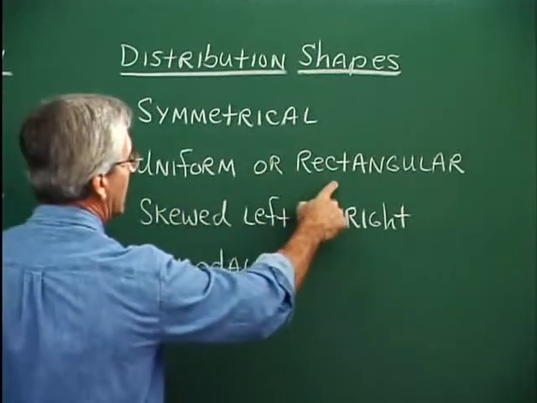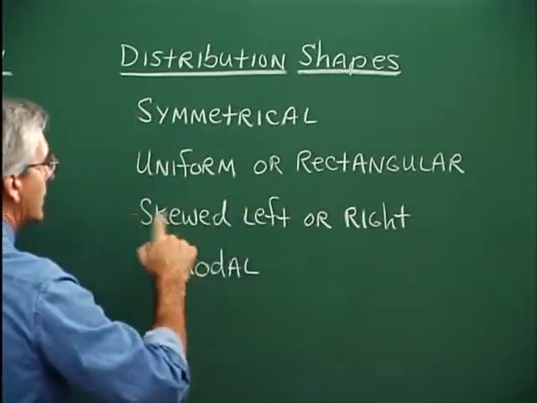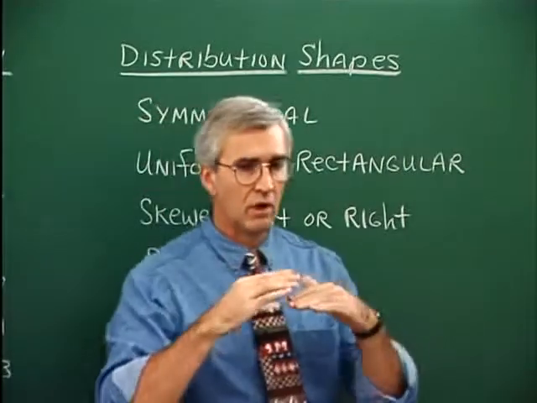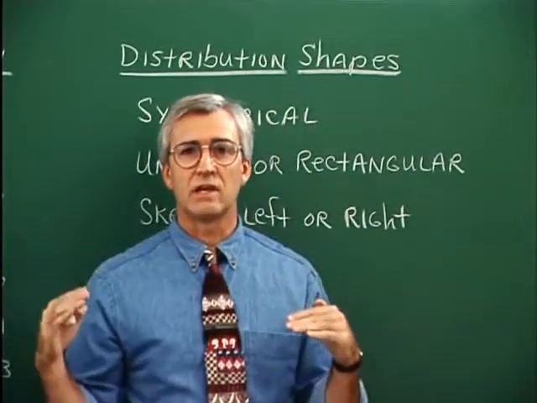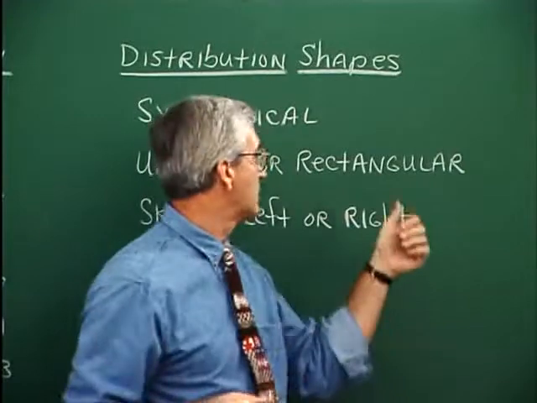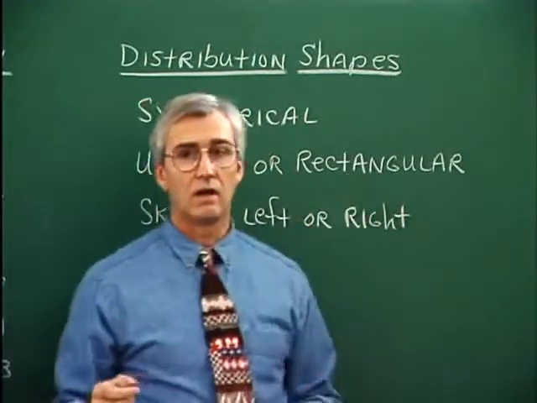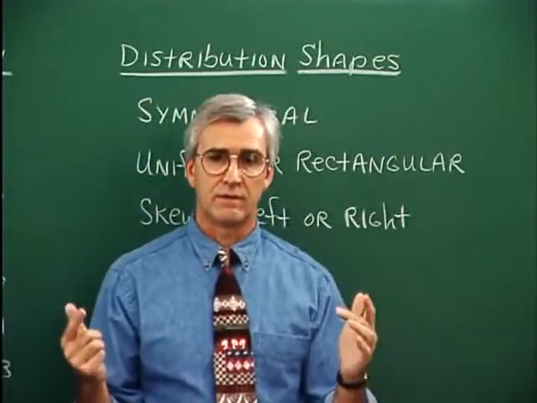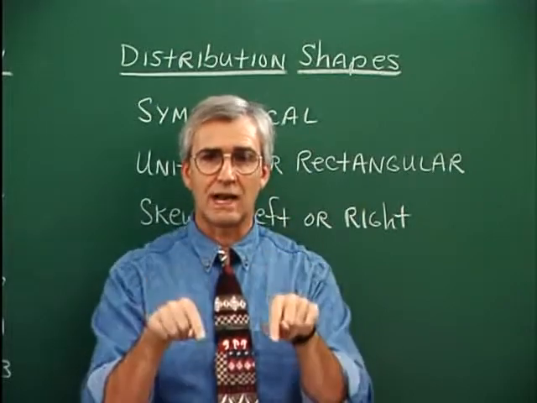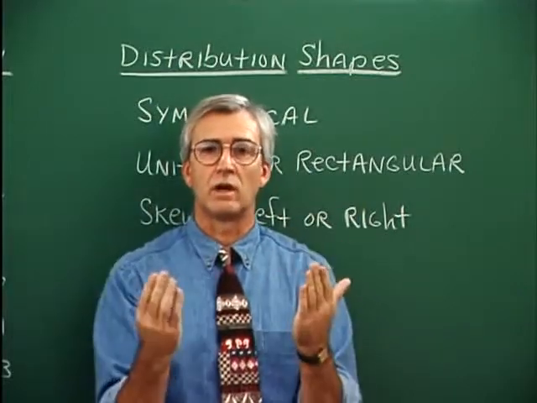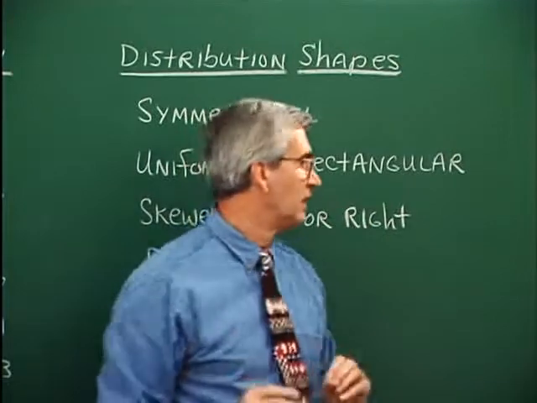Uniform or rectangular refers to a histogram in which the frequencies are all exactly the same. It just kind of looks like a box. That's why it's sometimes called rectangular, because all of the classes look exactly the same, all boxes next to one another. So it really looks boxy.